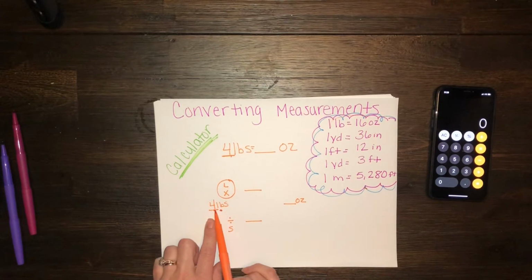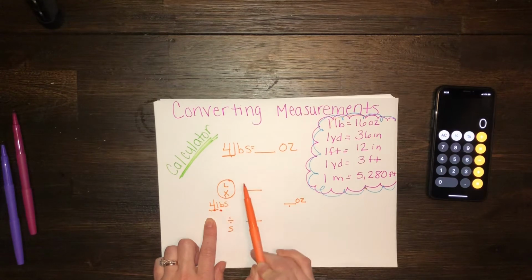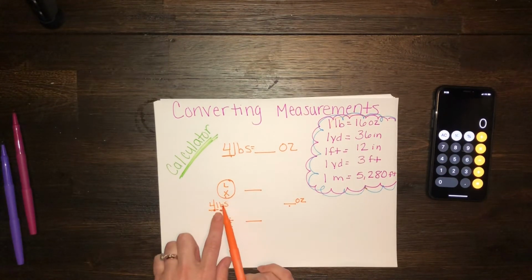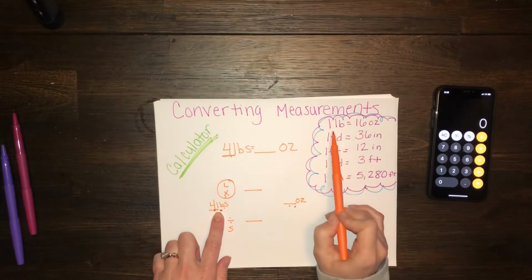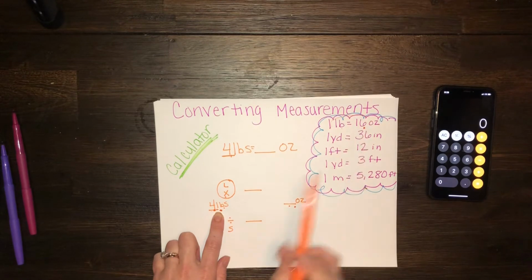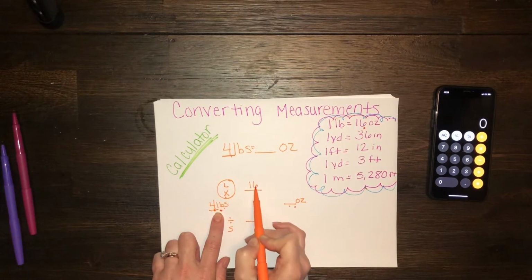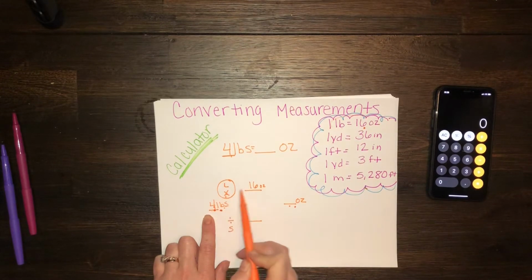So 4 pounds is how many ounces? I know I need to multiply. So here's where the memorization came in. I need to know how many ounces are in a pound. So here I go. Using my memorization, I have 1 pound equals 16 ounces. So I'm going to put 16 ounces right here. So I know I'm doing 4 times 16.